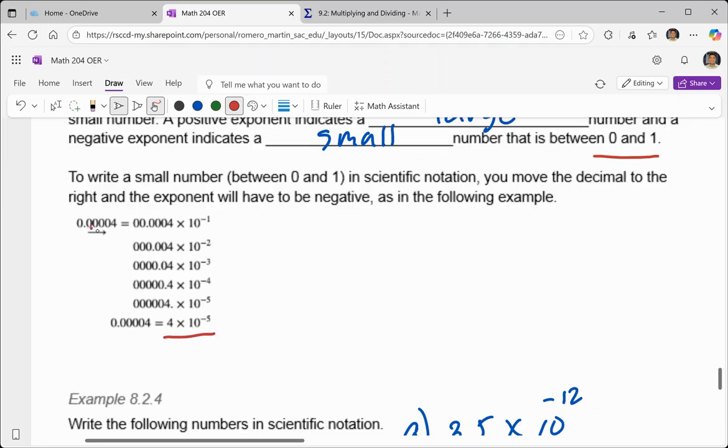You move 2, 3, 4, 5, right? You create a number between 1 and 10, and then you count how many times you move the decimal. So we have a negative exponent, we're looking at a small fraction. Again, remember 10 to the negative 5 would be this.